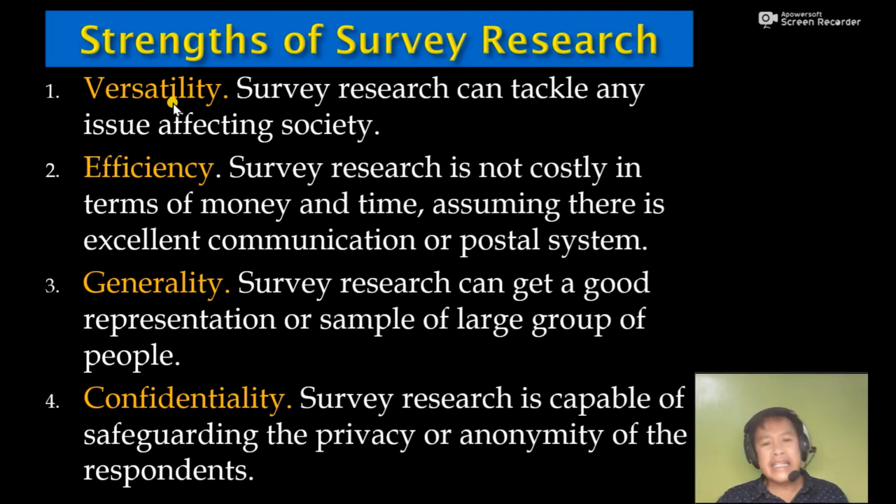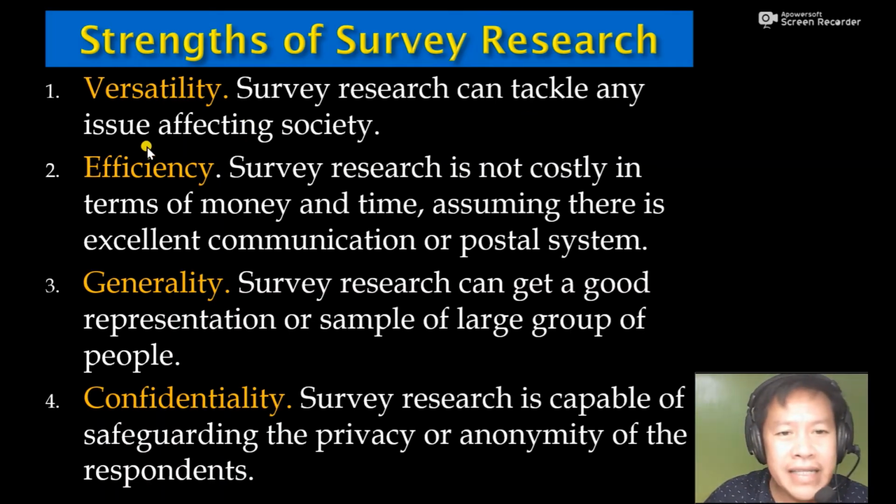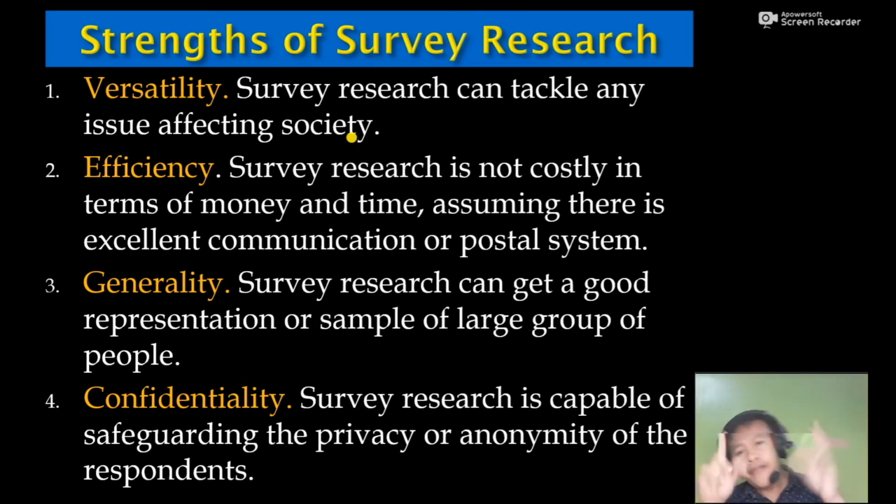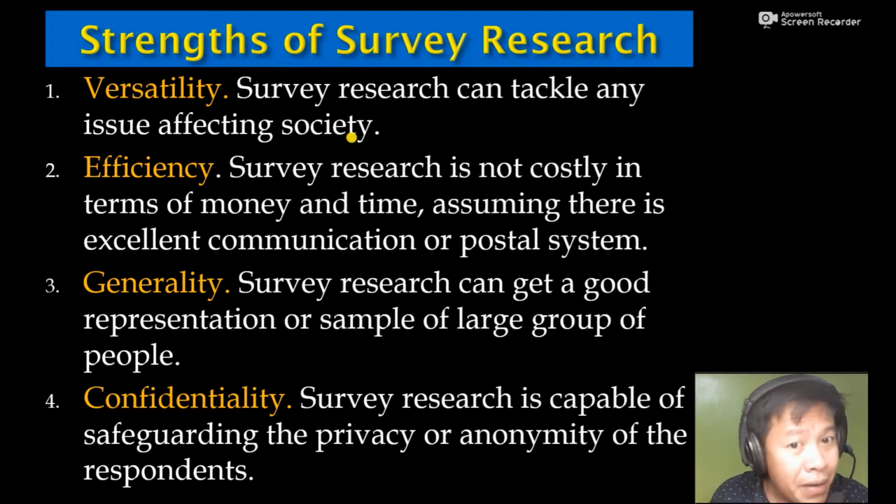We have the versatility. Survey research can tackle any issue affecting our society. And what are these social issues that affect our society? First is the COVID-19 pandemic. It means that if you are going to conduct a survey research, you can do a research about the COVID-19 pandemic. We have leadership. We have commitment. We have organizational commitment. We have the perceived external prestige, or the prestige as perceived by other people regarding the organization. So anything under the heat of the sun can be a subject of your survey research.